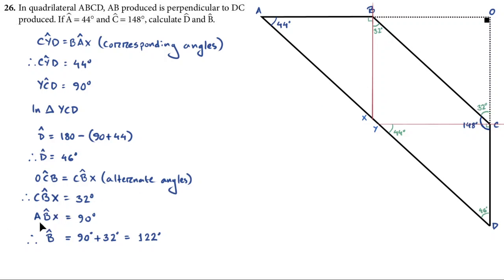And angle ABX from the triangle ABX, this will be 90 degrees as this is a horizontal line and this is a vertical line. So angle B, which is the whole thing, has to be 90 plus 32. If this is 90 and this is 32, we sum those and we get the value 122. So angle D is 46 degrees and angle B will be 122 degrees.